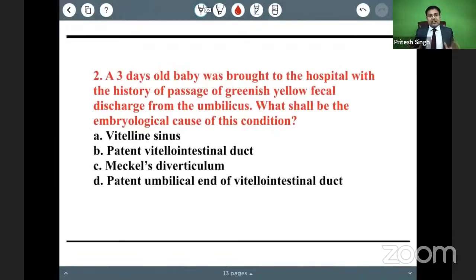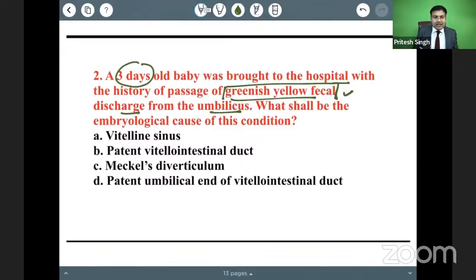So see the question again. In the question, a 3 day old baby was brought to the hospital with passage of greenish yellow fecal discharge from the umbilicus. It is because of a Vitelline or Meckel's fistula. So what is patent? Patent Vitello-intestinal duct. So most of you marked the correct answer. The correct answer for this question is B. This is a Vitelline fistula, or there is a patent Vitello-intestinal duct.